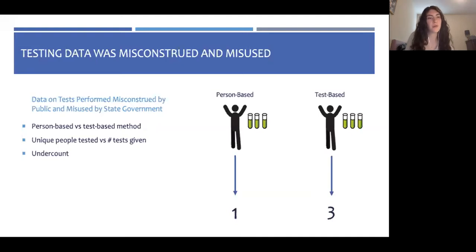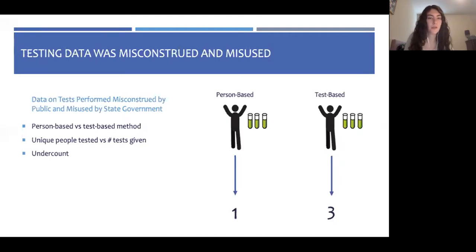And one example is data on the number of tests performed in the state of Oregon. In Oregon, the Oregon Health Authority collected this data and decided to use what's known as a person-based reporting method as opposed to a test-based reporting method. Under a person-based reporting method, the unique number of people who are tested is what is counted, whereas under a test-based method, the actual number of tests given is what's counted.